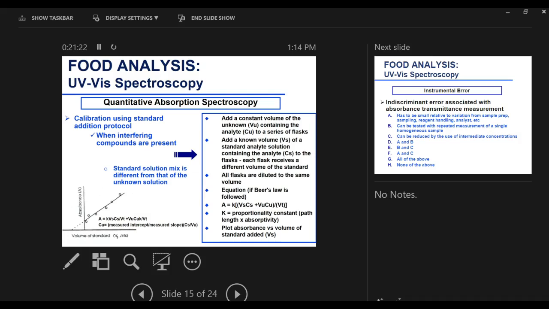So the way you would do that is you build a standard curve with your sample matrix. So you have your sample matrix, and then you get nicely shaped volumetric flasks. Okay, 4 to 5 would be good to build a standard curve. And then you put the same amount of your unknown solution in here. Same volume. Volume of unknown solution would be the same.